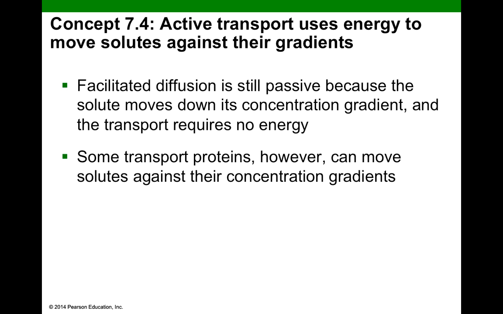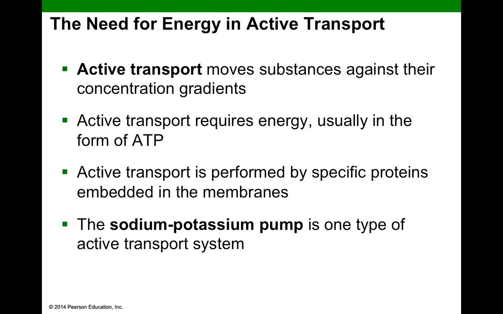So let's get started. In the last episode, I talked about how facilitated diffusion requires transport proteins to help move certain types of molecules across a membrane. However, since it's moving molecules down their concentration gradient, it does not require energy. But there are some transport proteins that move molecules in the opposite direction, from areas of low concentration to areas of higher concentration. And since that's not how the molecules really want to go, they need a little extra push, and that push is in the form of energy. When energy is needed for any type of cell transport process, then we call this active transport.